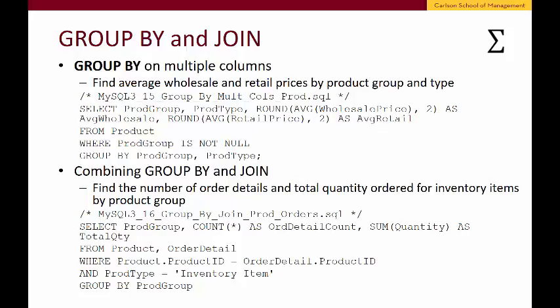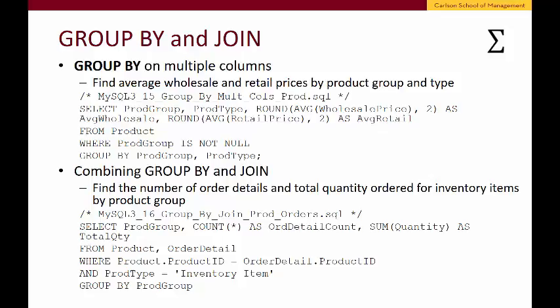Next, we'll look at a couple of slightly more complex scripts. One involving grouping on two columns instead of one that we did in the last few slides, and another where the grouping column is in one table and the column to be summarized is in another table. Let's suppose we want to find average wholesale and retail prices by product type and by product group. So that's the two grouping columns. That's shown on the top of the current slide.